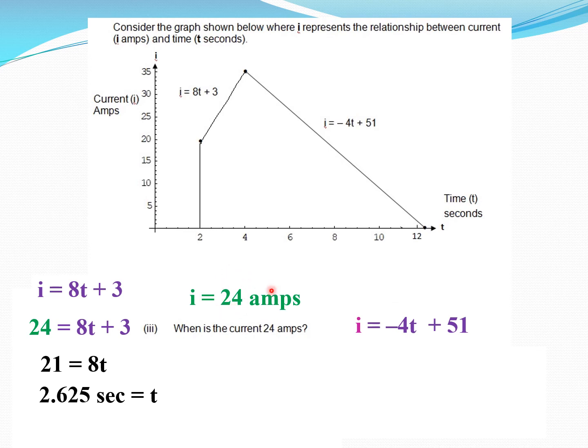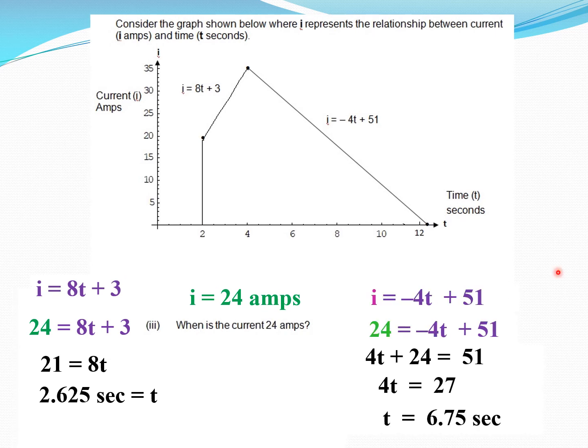So substitute 24 in for I in the first line there. So I equals 8t plus 3. 24 is equal to 8t plus 3. Take 3 away from both sides. 8t is 21. Divide both sides by 8, t equals 2.625 seconds. So that's that first time there when the current is 24 amps. So 2.625. So the second time we substitute 24 in for I again in the second line.